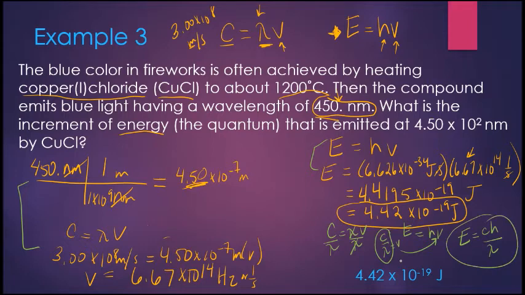If I do that and I substitute, now I only have to deal with the one equation. I could just plug in the speed of light times Planck's constant divided by the wavelength, and that is going to give me the energy. Does that make sense? Hopefully it does.